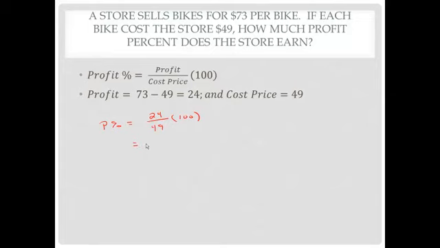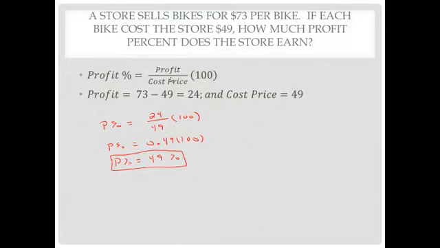So 24 divided by 49 gives us about 0.49. Again, I round it to the nearest hundredth. Then we're going to take the 0.49 and multiply it times 100. And that tells us that the store's profit percent was about 49%. About a 49% profit.